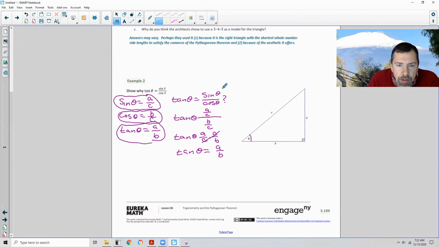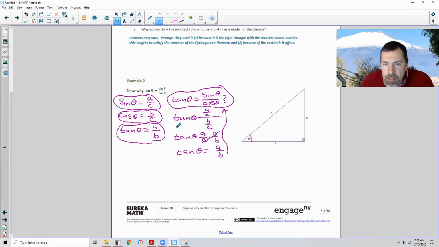So that is why the tangent of theta equals sine theta over cosine theta, just working in the reverse direction. Starting with this, we can get to here. So therefore, tan theta is the sine theta divided by the cosine of theta.